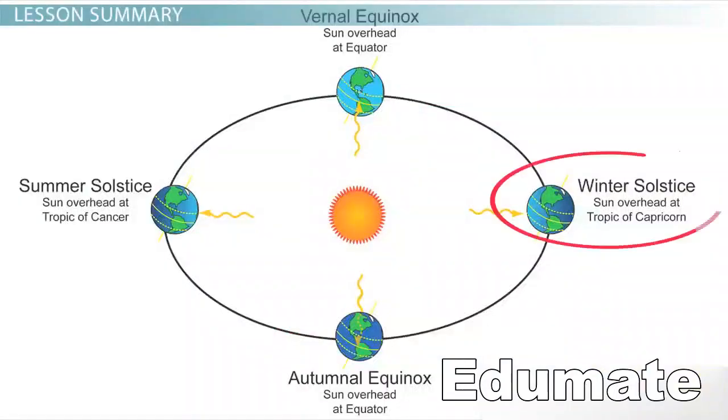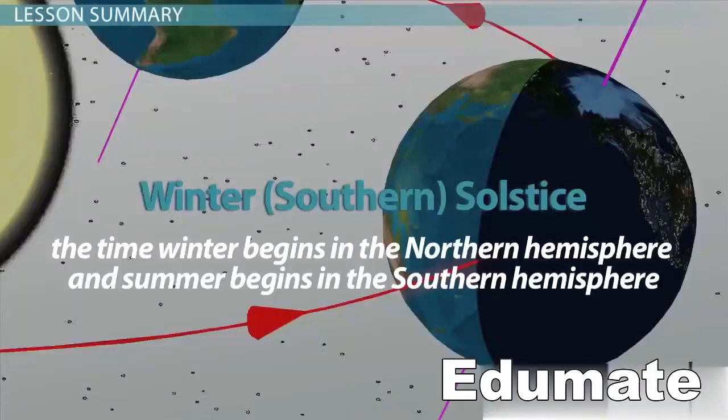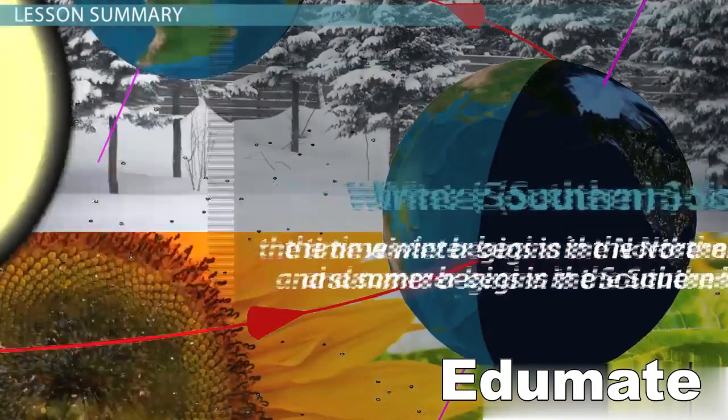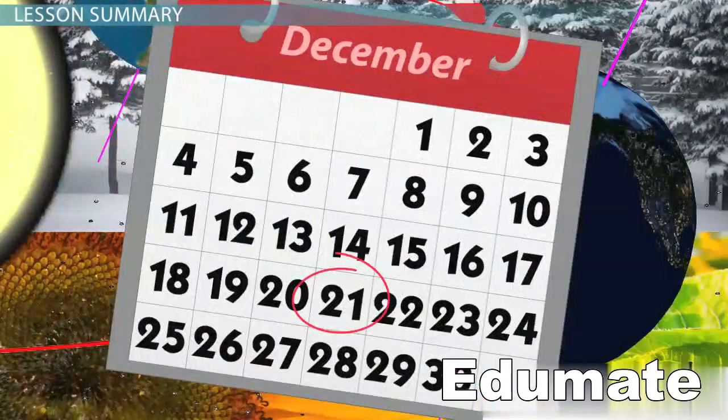Conversely, it's during the winter solstice when the Sun is directly overhead on the Tropic of Capricorn. The winter or southern solstice is the time winter begins in the northern hemisphere and summer begins in the southern hemisphere, around December 21st of each year.